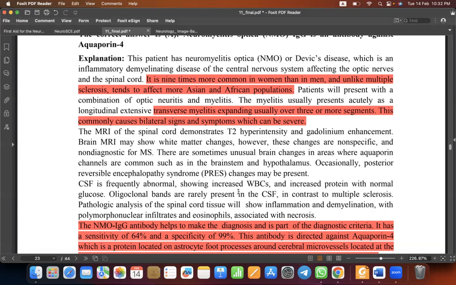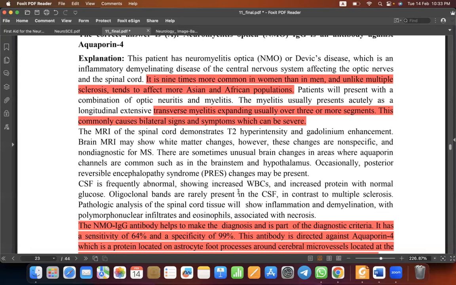Sometimes there could be some brain changes, because aquaporin channels are common in the brain stem and hypothalamus, so there could be some brain involvement as well. Okay, the CSF is frequently abnormal. It shows increased WBC, increased protein, normal glucose. Oligoclonal bands are rarely present in the CSF.